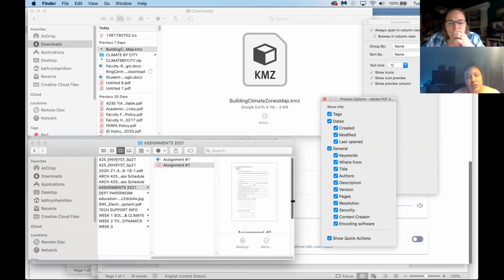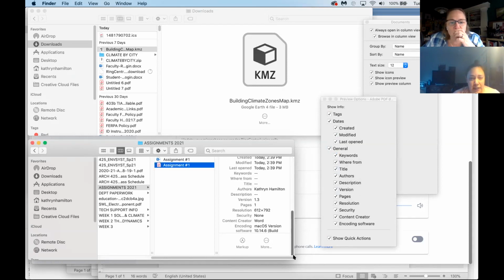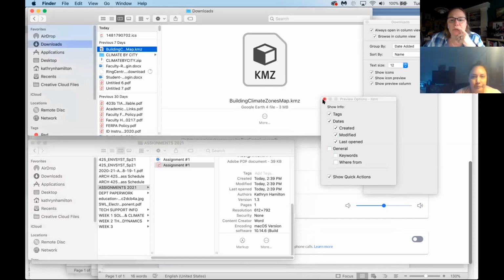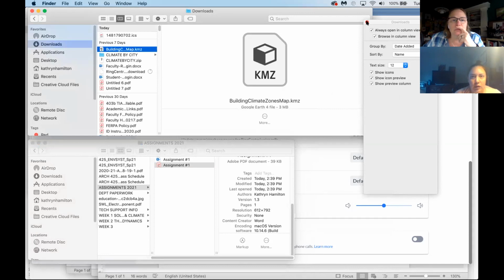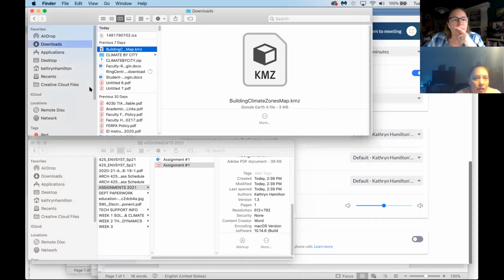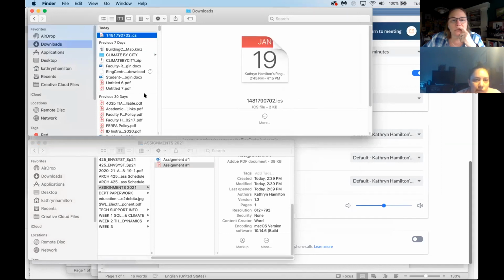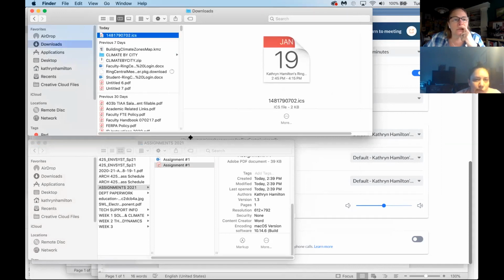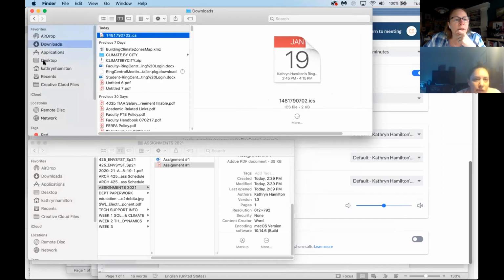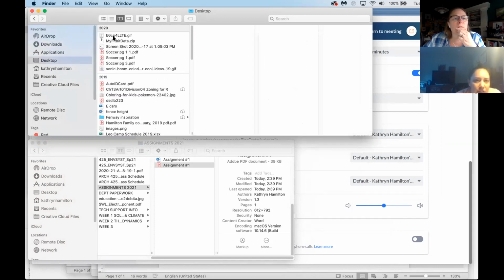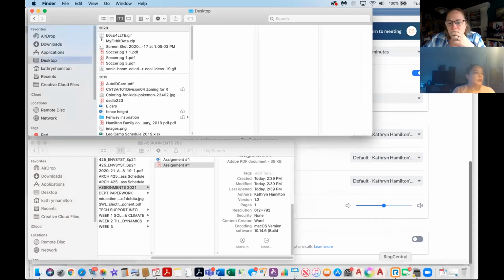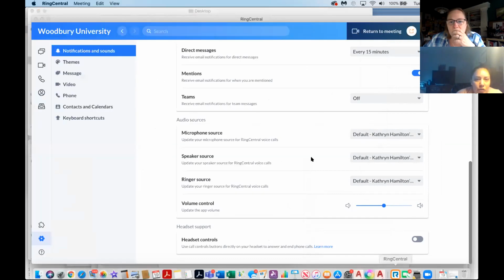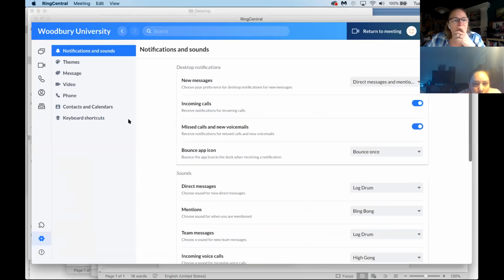Can you go to your downloads folder just to see if it's in there? You can close those other windows I had you open up. So here's downloads. It's not there. I was wondering if it might go to my desktop. Is there a RingCentral? I'm Google searching right now how you can find it on a Mac.